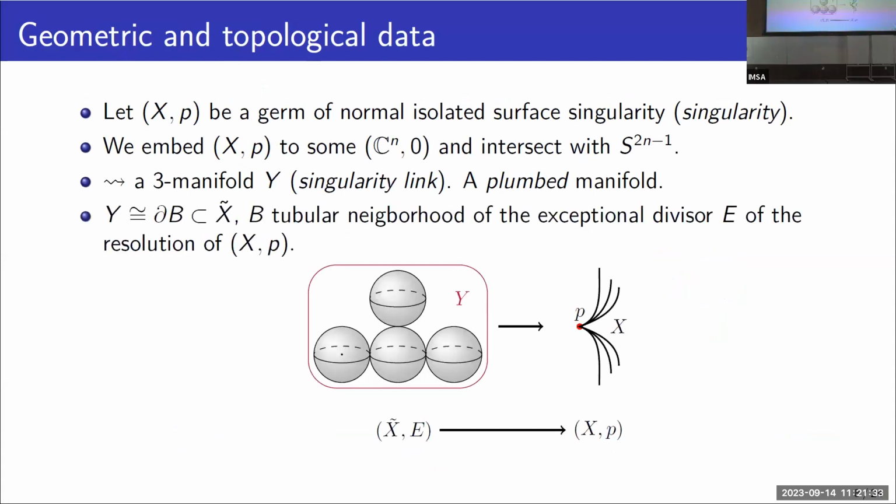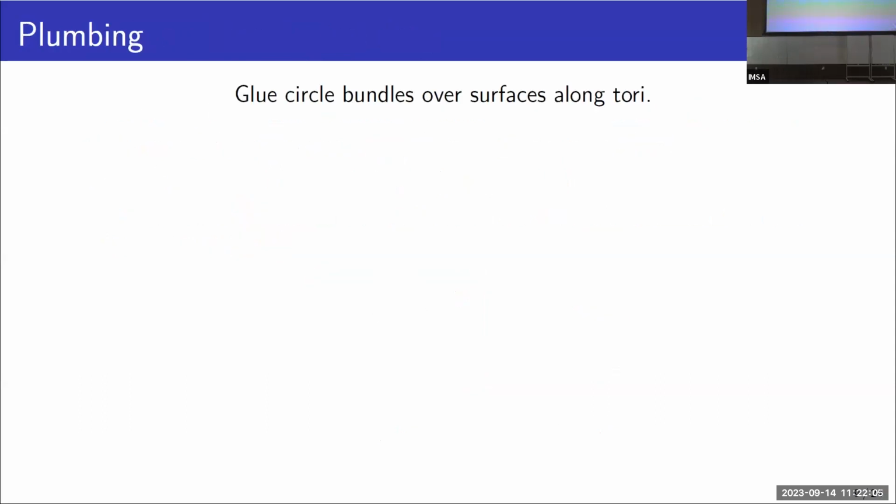So here is some kind of picture. You can resolve the singularity, and then you have the exceptional divisor, which looks like a bunch of spheres, and it gets mapped to the singular point. And one way to look at this link is that it's the boundary of the tubular neighborhood of the exceptional divisor. So you can look at it from the point of view of the resolution of the singularity. You can also look at it as the boundary of the singular surface intersected with a sphere. Yeah, so I need to say a little bit about this plumbing.